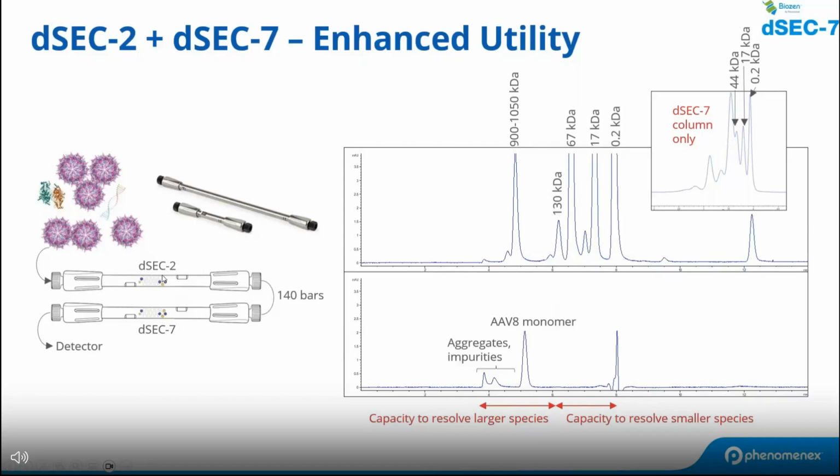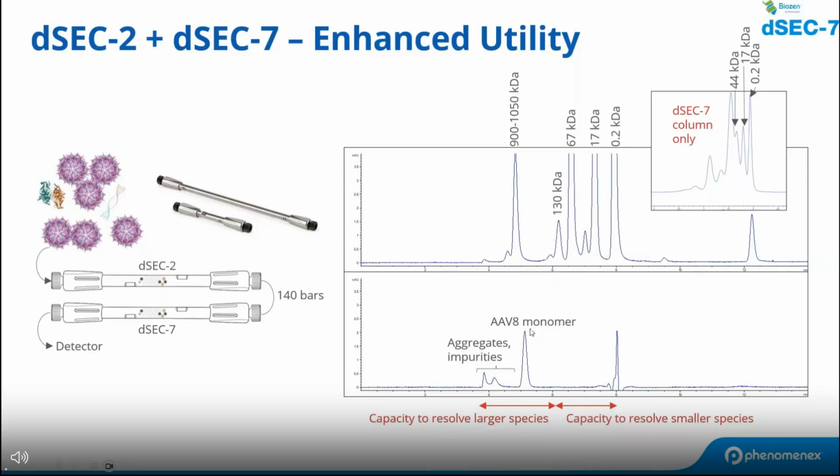Now, under this configuration, if you choose to use a 15 centimeter long column, you would expect a pressure of approximately 140 bars. The effect of adding these two together, I'll show you over here. If you just have the DSEC7 column by itself, the lower molecular weight range, less than around 100 kilodalton, will look kind of all bunched up together. It could be very difficult for quantitation or identification of these species. Now, if you hook it up with our DSEC2, this range now gets magnified and spread out because of the DSEC2 to look like this.